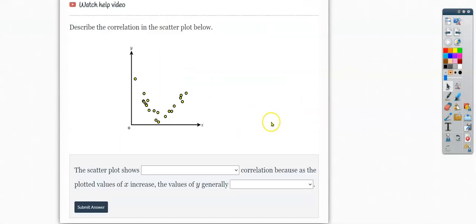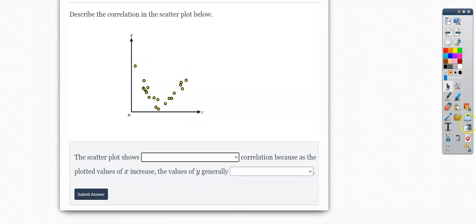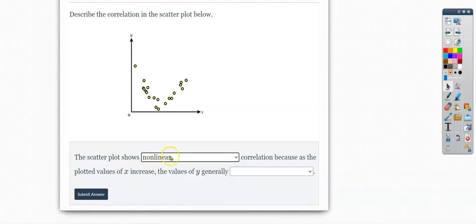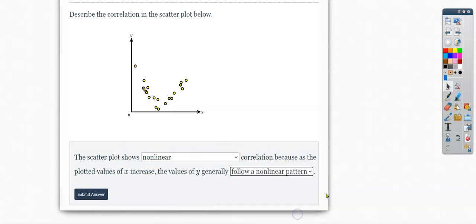One more time. Ooh, that's a pattern, but it kind of goes down and then it goes up. So I'm going to say that it shows a non-linear. I wouldn't say there's no pattern. I just think it's not a straight pattern. So this scatter plot shows a non-linear correlation because as x increases, it follows a non-linear pattern.